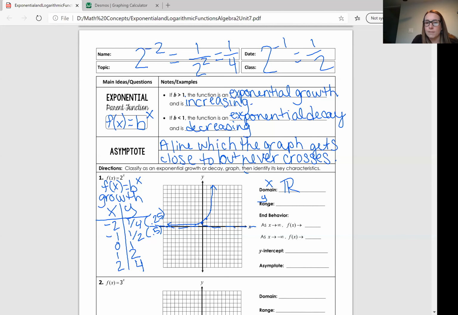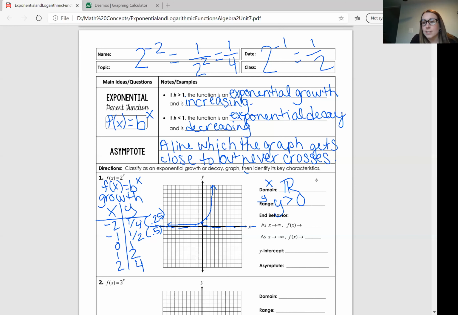Range are your y values, all right? So all of your y values, if you look, okay, they're all above 0, right? Because we talked about this asymptote, and this line here can't go through 0. So it's going to be y is greater than 0. Now, since this line can't touch 0, that's why it's just greater than, not greater than or equal to. Okay, so just greater than.